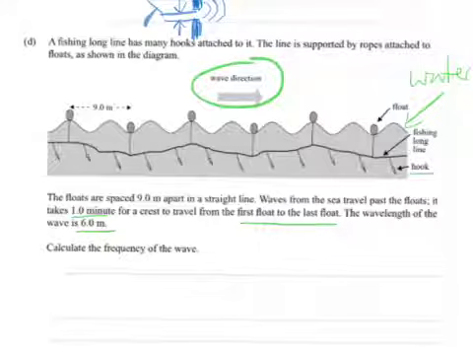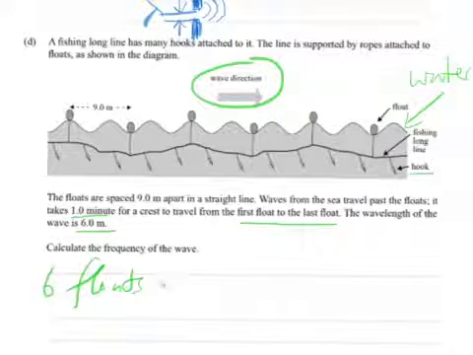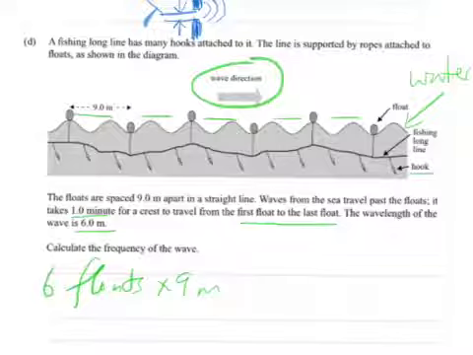Okay, this could be a little bit tricky. What have we got? We've got the spacing of the floats, 9 metres apart. Do we know how many floats we've got? If we go by the diagram, we've got 1, 2, 3, 4, 5, 6. So 6 floats times 9 metres apart. But that's 1, 2, 3, 4, 5 actual spacings of 9 metres, which would be 45 metres.